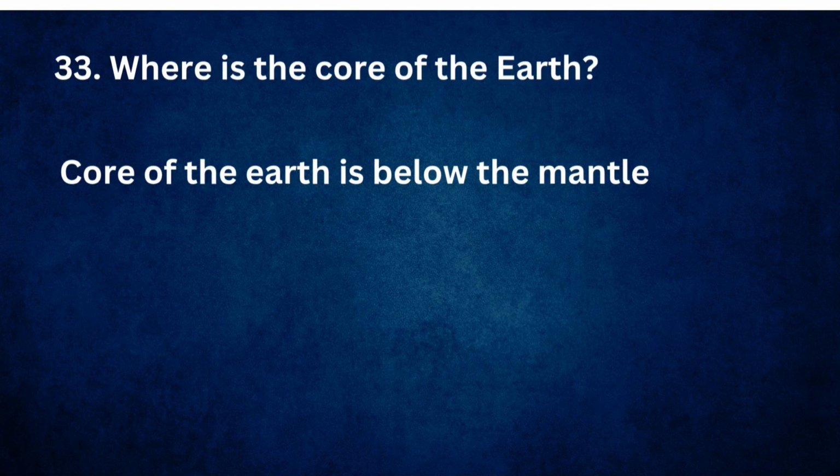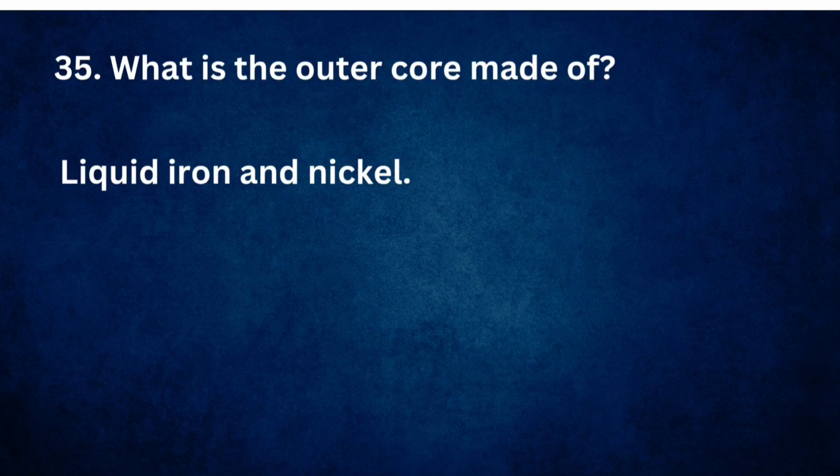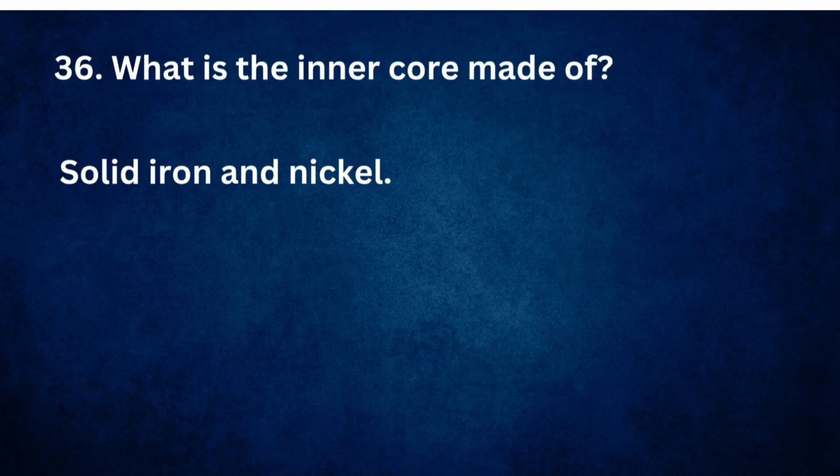Where is the core of the Earth? The core of the Earth is below the mantle. What are the two parts of the core? Outer core and inner core. What is the outer core made of? Liquid iron and nickel. What is the inner core made of? Solid iron and nickel.